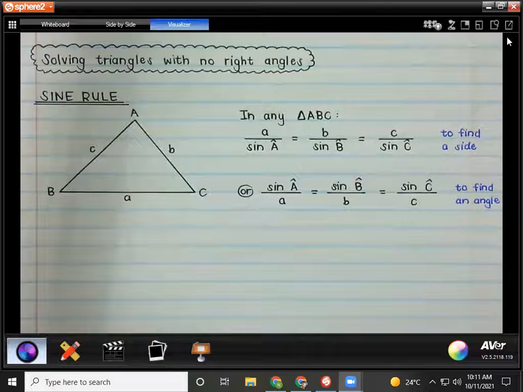Okay, so now we're going on to solving triangles with no right angles. So I can't use Pythag or sine or cos or tan, the actual ratios, for these types of triangles. And guys, the reason for that is, if you don't have a right angle, you don't have a hypotenuse. So you can't use sine, cos or tan if there's no hypotenuse there. Same for Pythag as well. If there's no hypotenuse, you can't use Pythagoras.